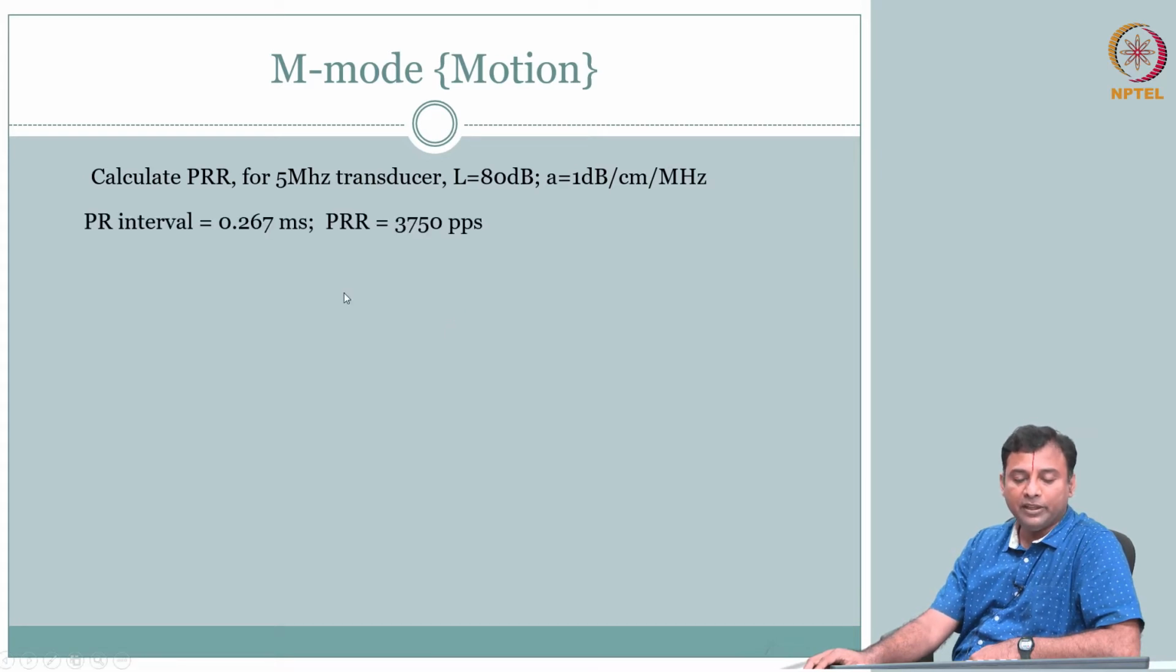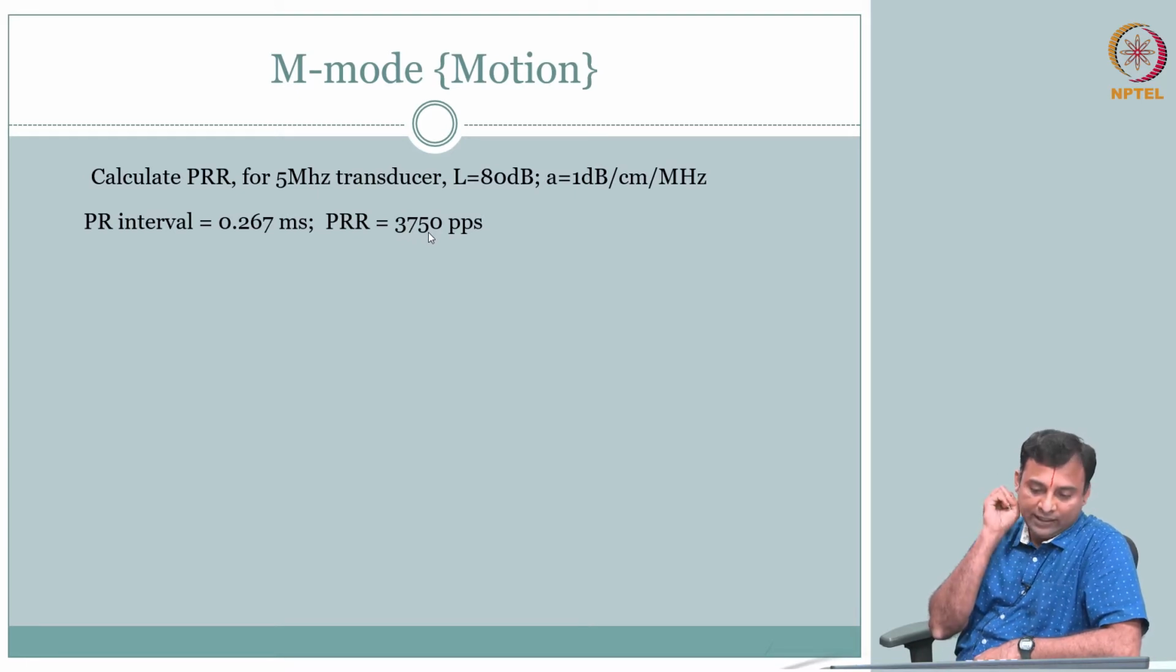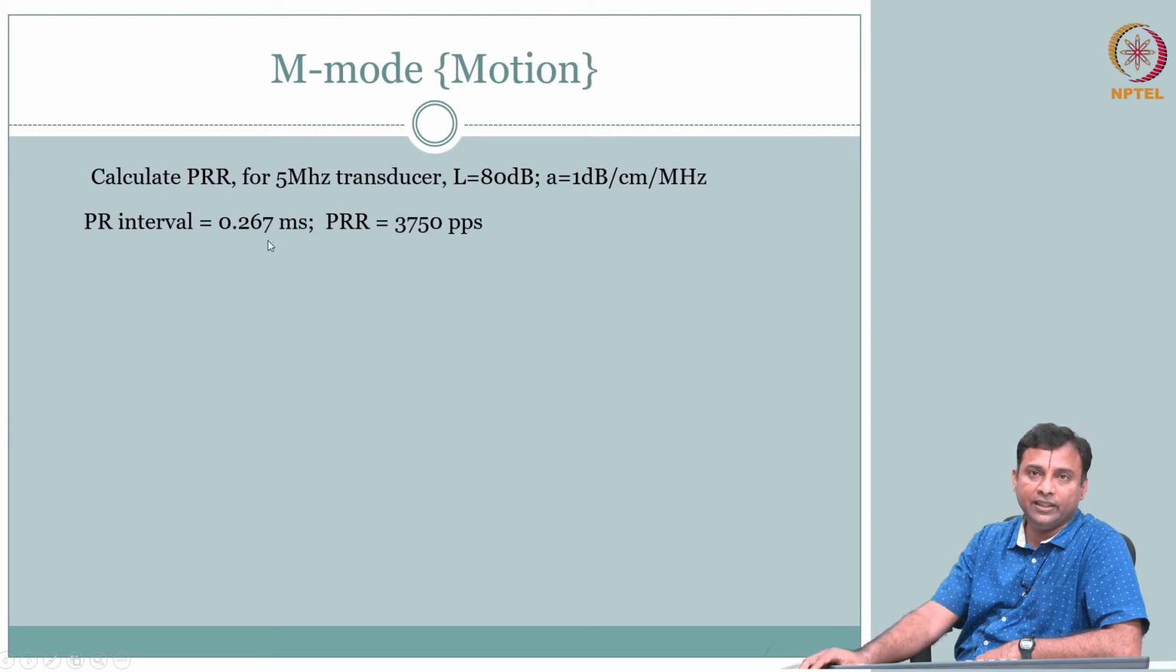Once you get the depth of penetration, you can calculate 2D, twice the depth of penetration, divided by C. If you apply it, your pulse repetition rate is going to be 3.75K, or 3750 pulses per second. So I send my first pulse, receive the echo signal, send the next pulse after 0.267 millisecond, receive the echo, and I plot the time trace for it. My envelope signal, my A mode signal.